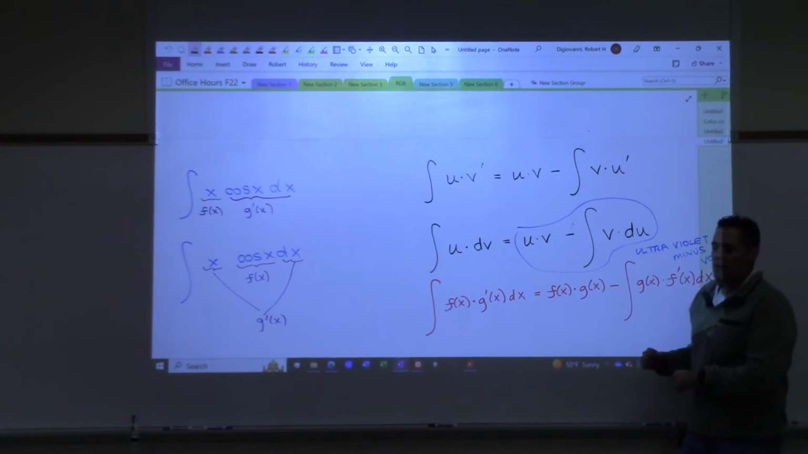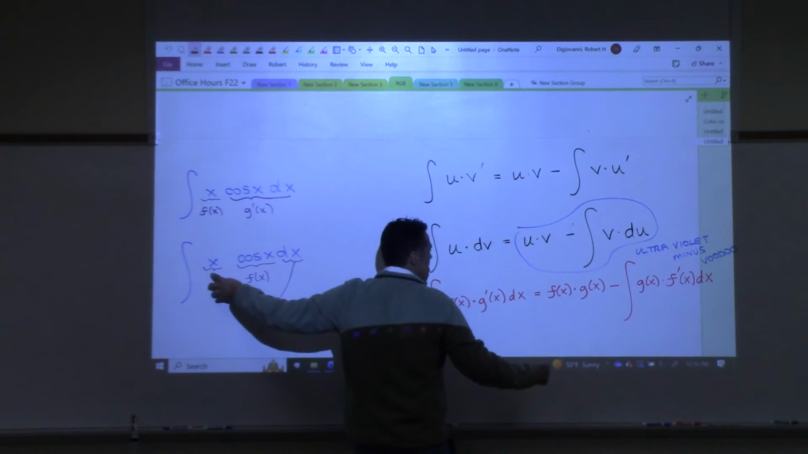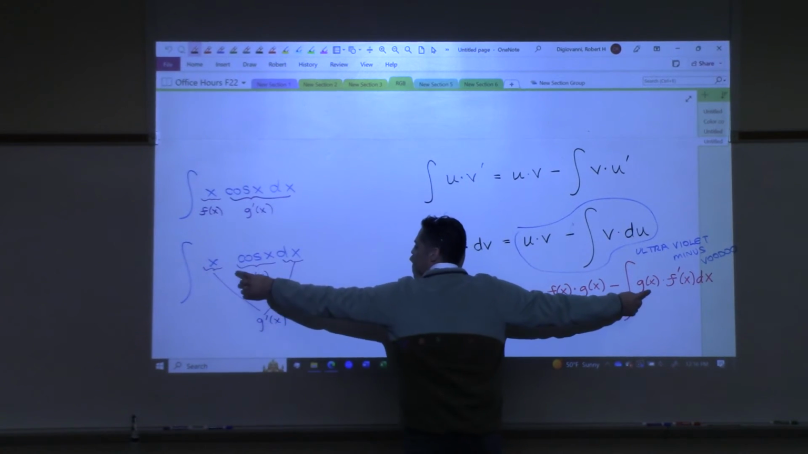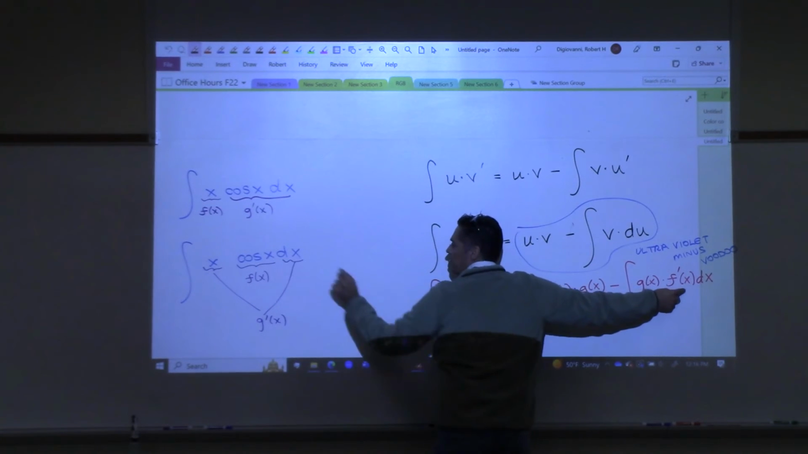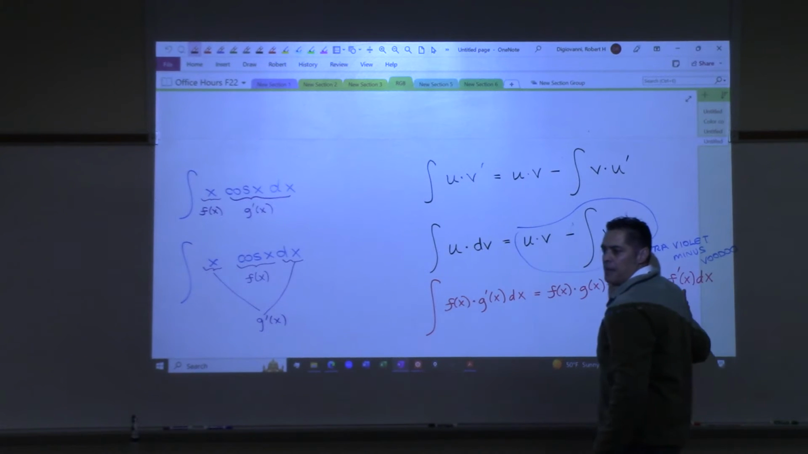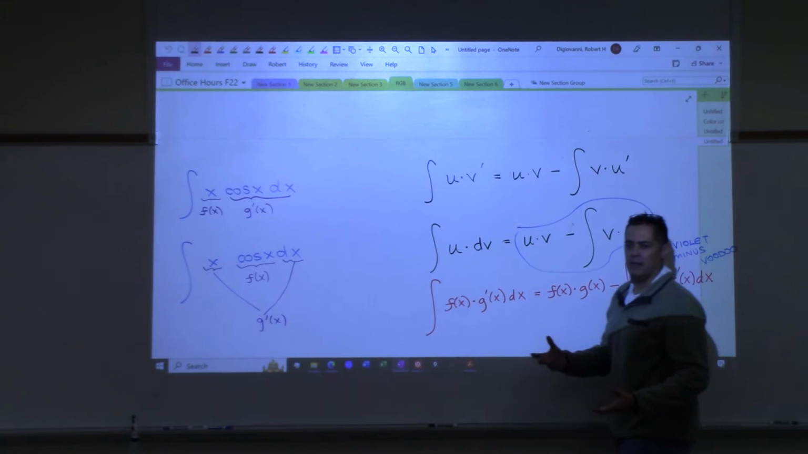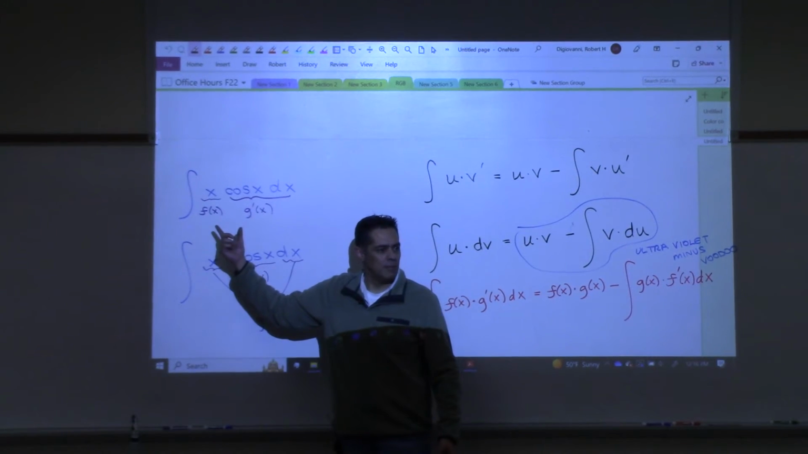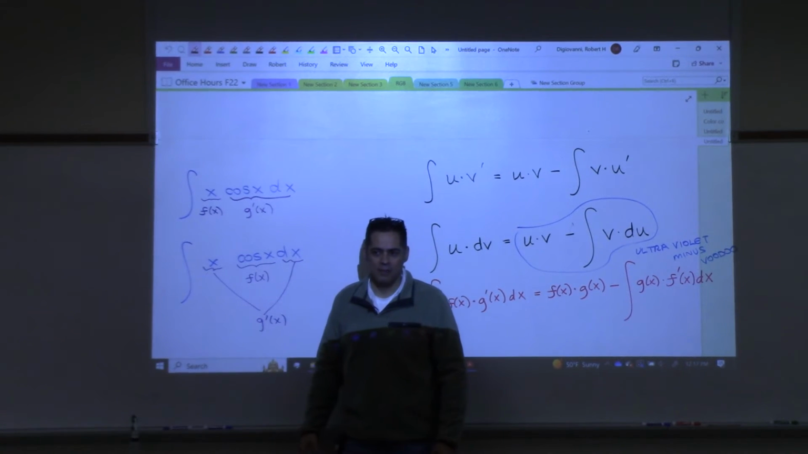You see? If you do it this way, though, right? If g prime is x, what's g? 1/2 x squared. And then what's f prime? What's the derivative of cosine? Negative sine. So your new integral is going to have in it what? 1/2 x squared times negative sine x, which is actually more complicated than the original problem. Do you all see that that would be the case?